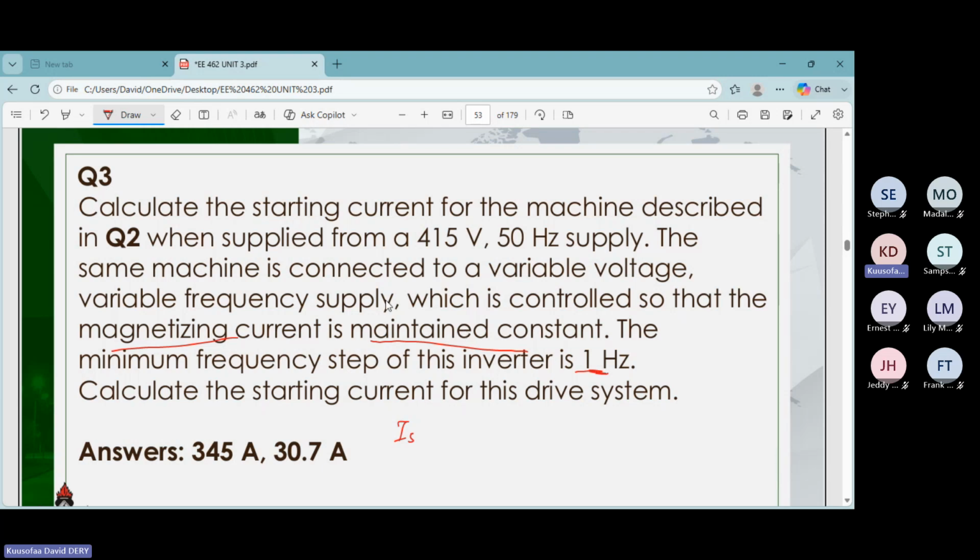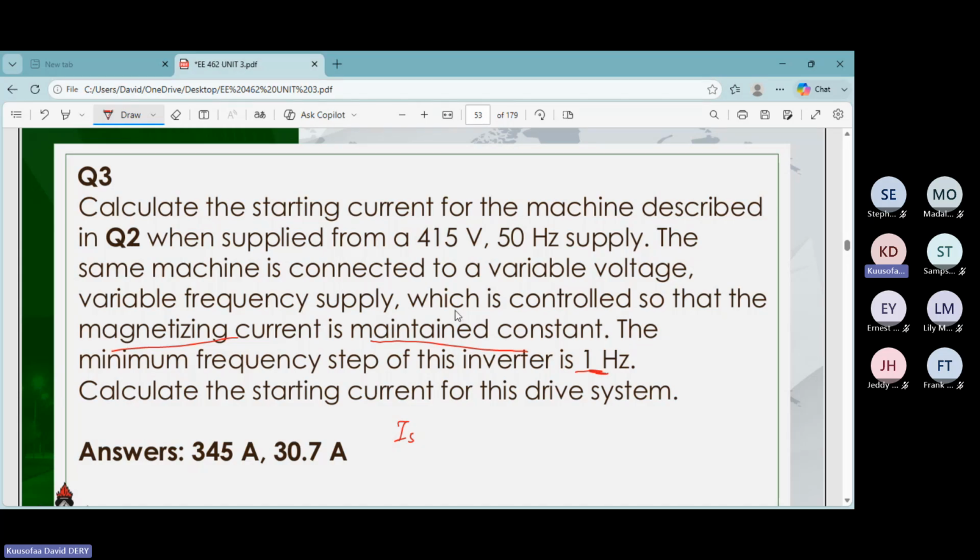Okay, so the question is in two parts. The first part is we should calculate the starting current for the induction machine described in question 2 when supplied from a 415 V, 50 Hz supply. The second part says the same machine is connected to a variable voltage, variable frequency supply, which is controlled so that a magnetizing current is maintained constant and the minimum frequency step of this inverter is 1 Hertz. We should also calculate the starting current for the drive.